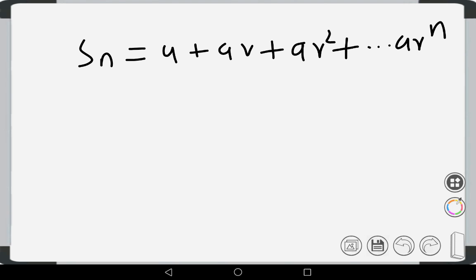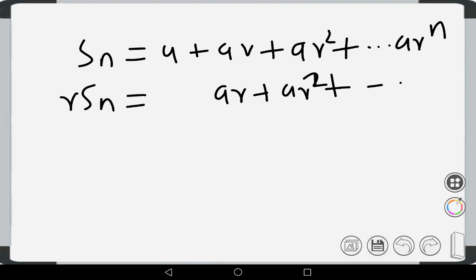So if we multiply this by r, you're going to get rSn. So this is going to give you ar plus ar^2, plus ar^3, until we multiply the last one by r also, and it's going to say ar^n. If you multiply the last one, you're going to get ar^(n+1). So yeah, ar^(n+1), the last one.